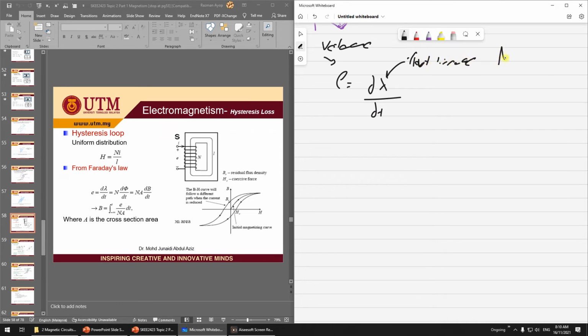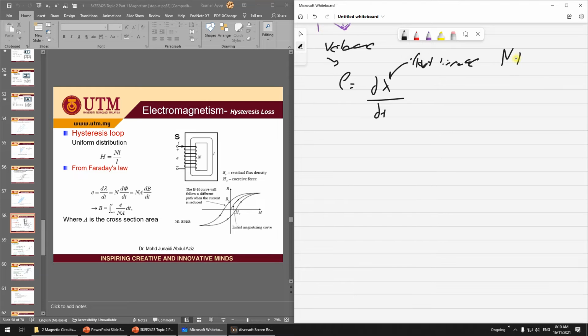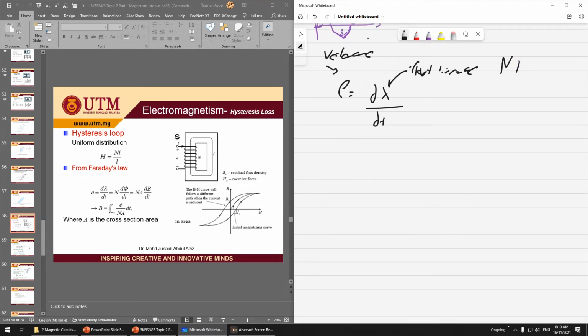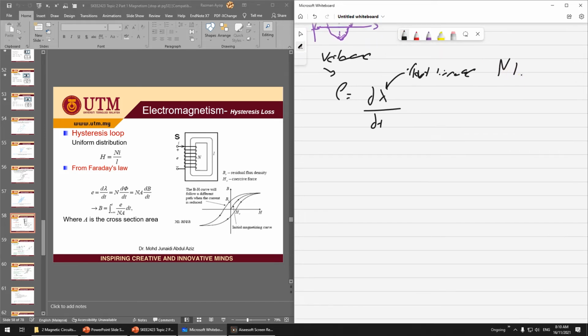So flux linkage is basically the number of turns multiplied by flux. Sorry, I have technical difficulty, so let me repair this first. So basically E is the number of turns, N, times the flux over dt. Oh sorry, this is not number of flux linkage, this one is number of turns. So N dΦ over dt.